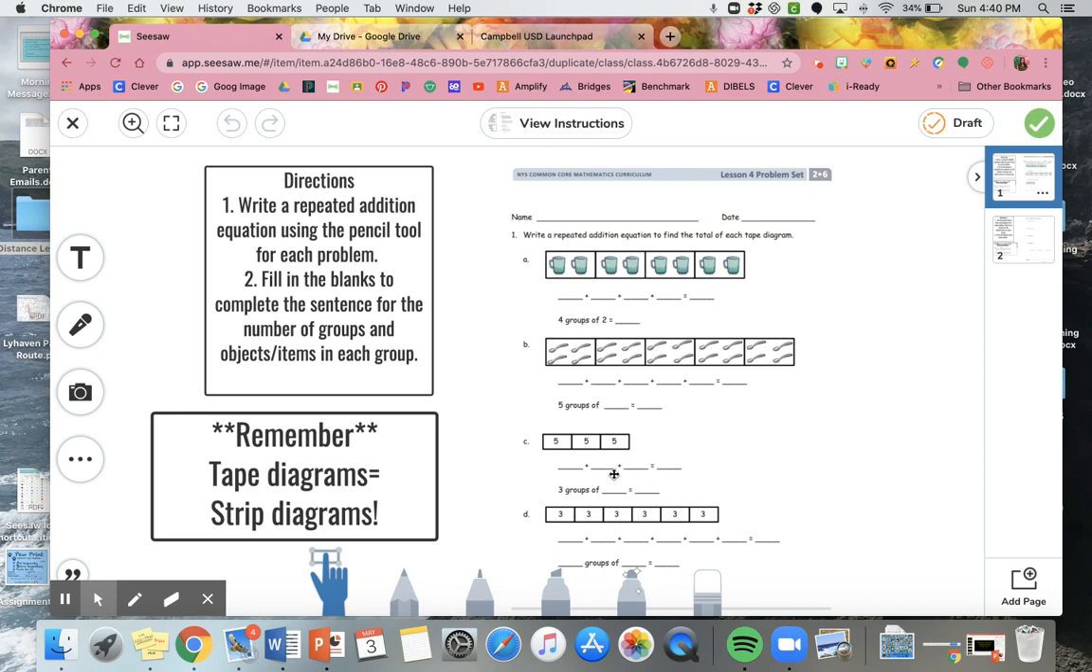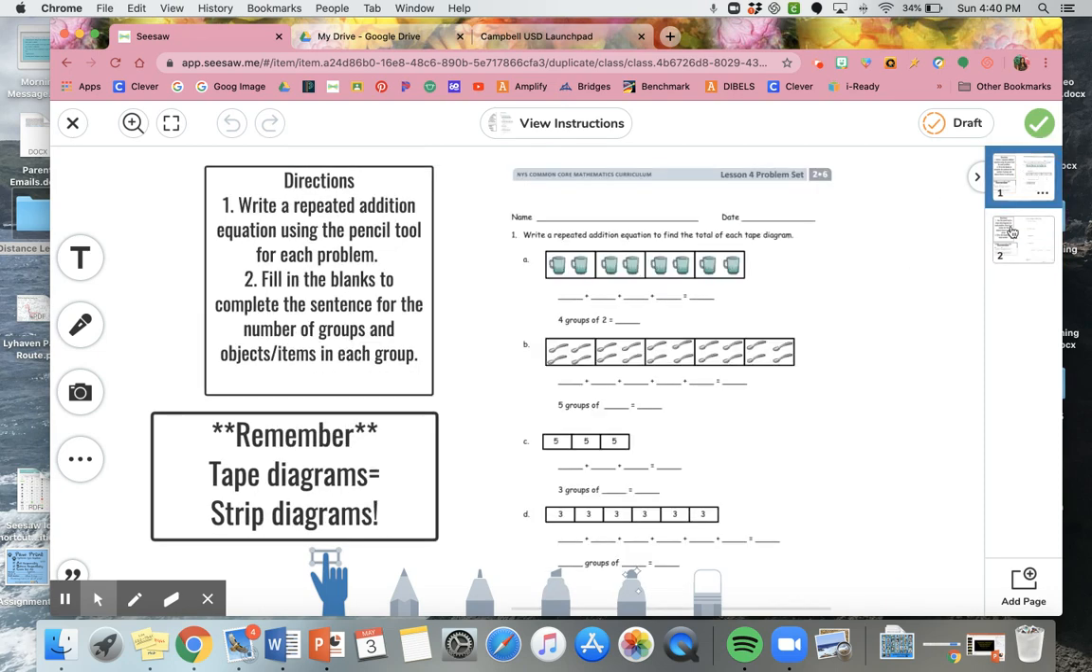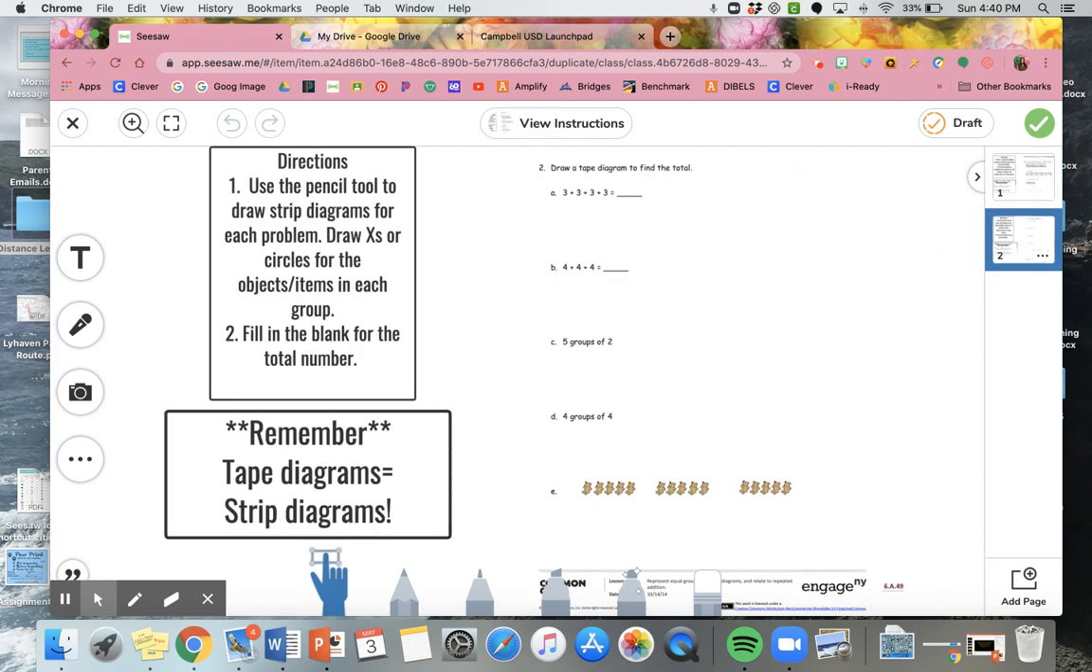Okay, you're going to do the same thing that I just did. And then on page 2, you can use the pencil tool, or you could do a text box. Pencil tool is always easier than doing a text box. But if you want to do a text box, just do a text box over here of the repeated addition equation, and then maybe a small text box right here to fill in that answer. And then on page 2, you're doing the same thing I just did.